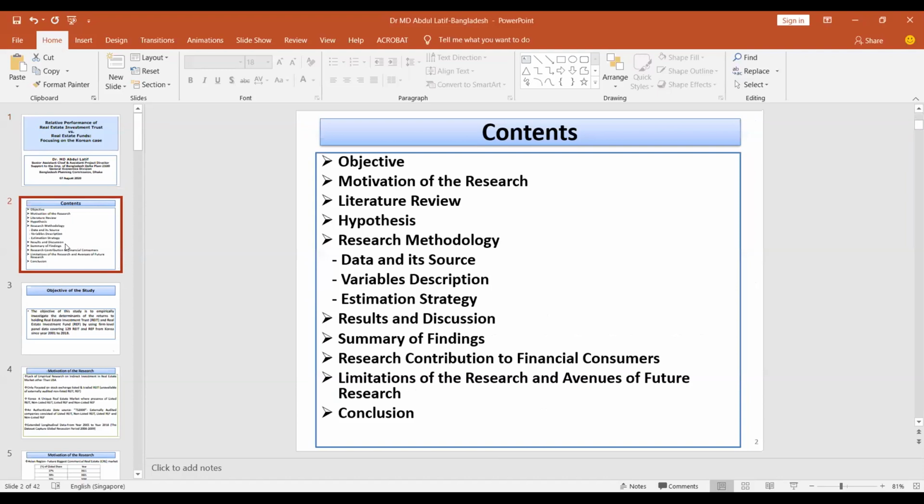The content of my presentation is the objective, motivation of the research, literature review, hypothesis, findings, research contribution to financial consumers, limitation of the research, and the conclusion.